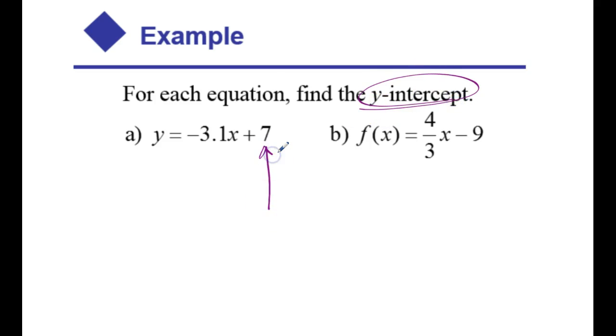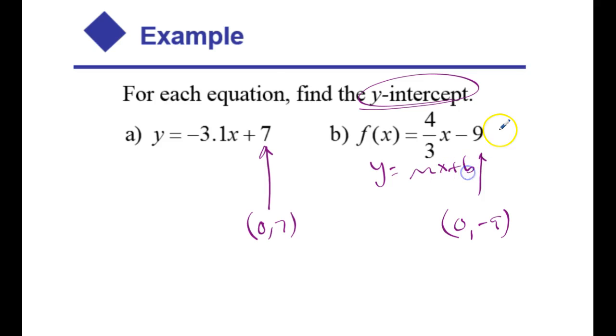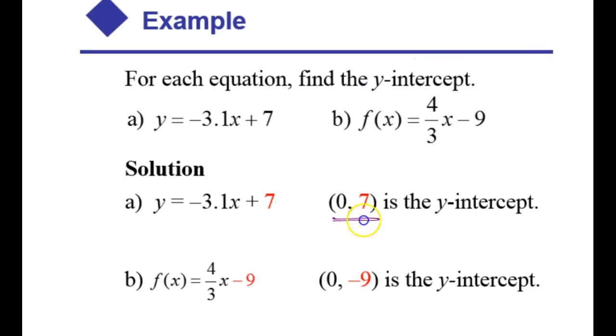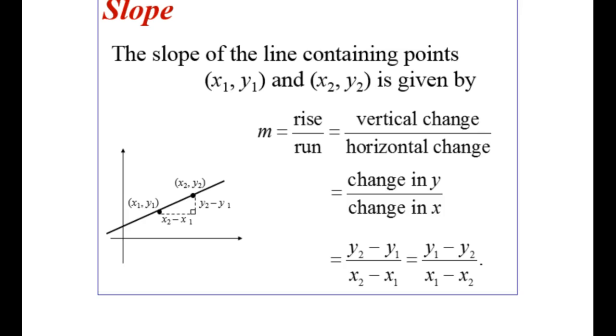Easy peasy, chicken cheesy, it's that last number. So (0, 7) is the y-intercept, and here would be (0, negative 9). As long as it's in that form, y equals mx plus b, I know that that very last number should be my y-intercept. Make sure you grab that negative sign when we're talking about a y-intercept. So (0, 7) and (0, negative 9).